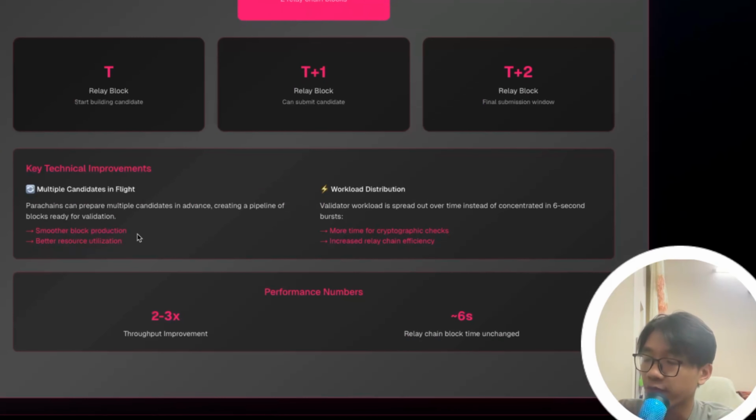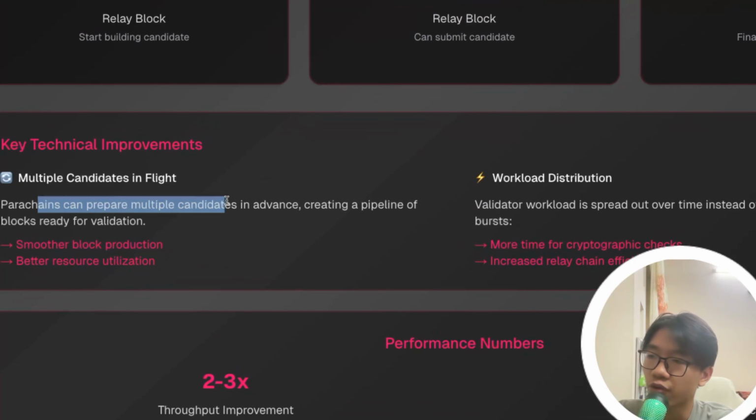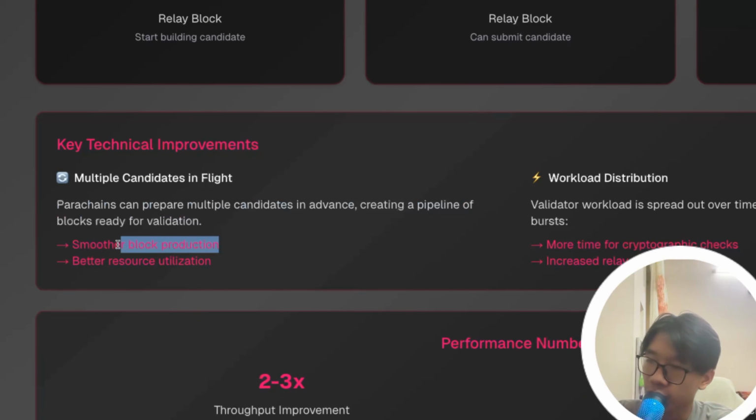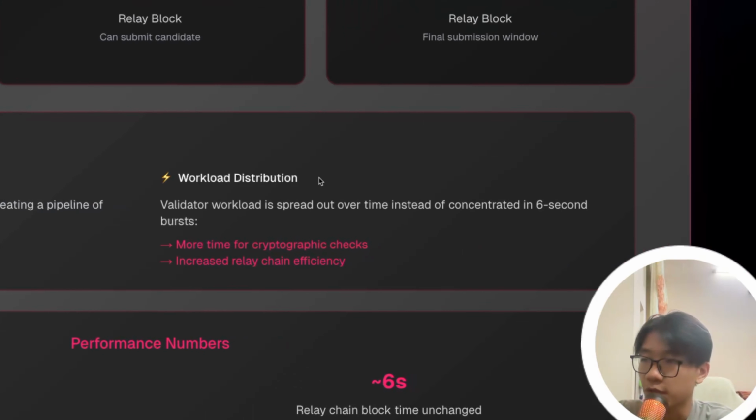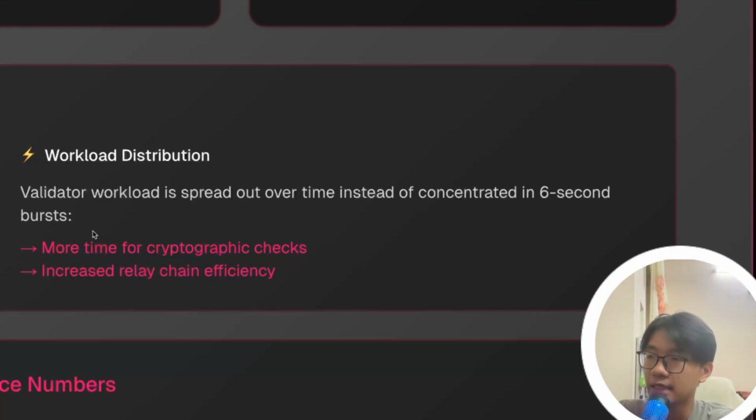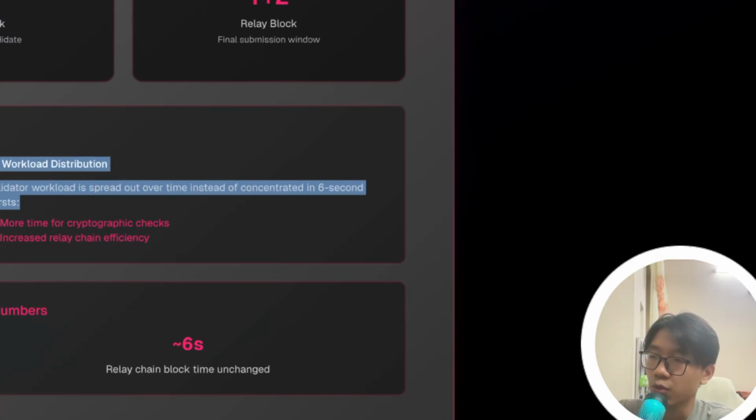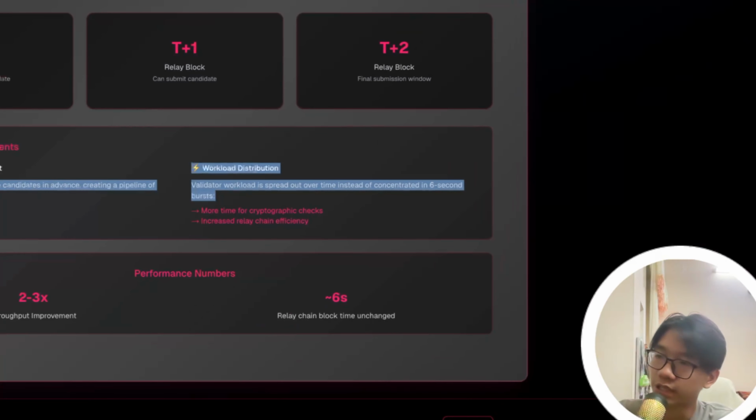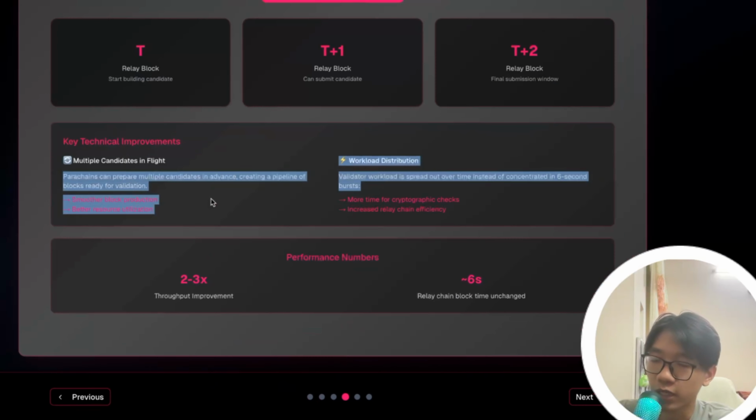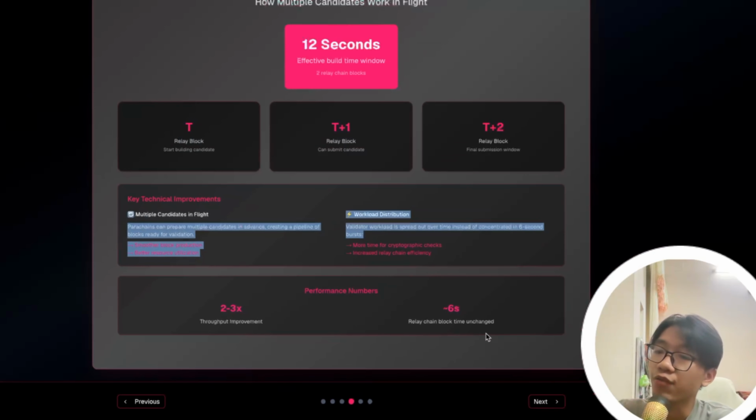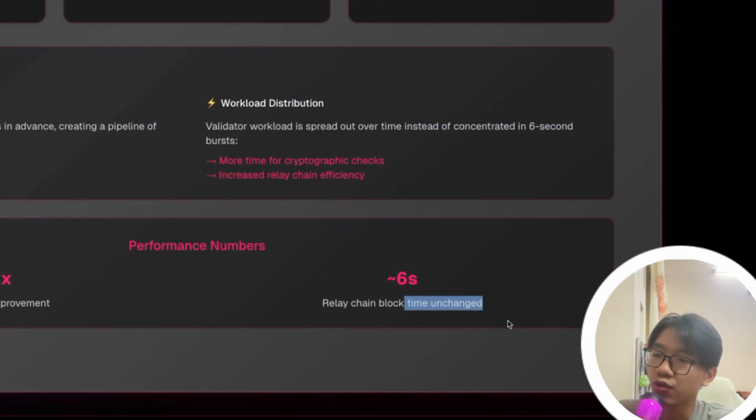And a key technical improvement we have here is that parachains can prepare multiple candidates in advance, creating a pipeline of blocks ready for validation. So smoother block production, better resource utilization. For workload distribution, validator workload is spread out over time instead of concentrated in 6-second bursts. So more time for cryptographic checks and also increased efficiency. And with that in mind, we also have some performance numbers. The throughput is increased 3 times, and the relay block time is also reduced to only 6 seconds.